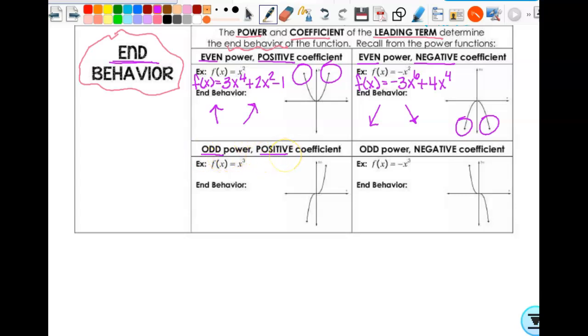Odd-powered positive coefficient, like f of x equals 4x to the 5th minus 6x squared. Once again, you have no idea what's going on in the middle there yet, but because it's odd and it's positive, it models the end behavior of a cubic, and your end behavior is down, up.